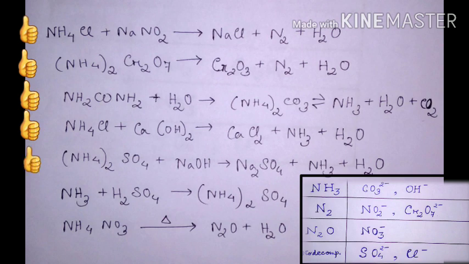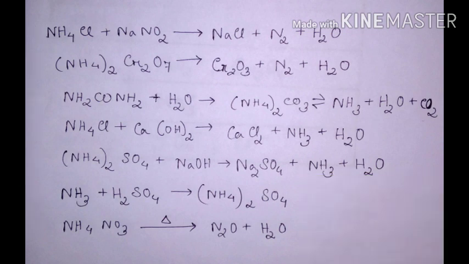In the next reaction between ammonium sulfate and sodium hydroxide, we get sodium sulfate by displacement and ammonium hydroxide, which decomposes to give ammonia gas along with water. So you might have realized how this table makes us predict the products of these reactions so easily. Moving on to the next reaction, we see that ammonia combines with sulfuric acid to form ammonium sulfate. But we know that ammonium sulfate does not decompose, so there is no further product. Likewise, in the final reaction, we see that ammonium nitrate decomposes on heating to form nitrous oxide, that is N2O, along with water.